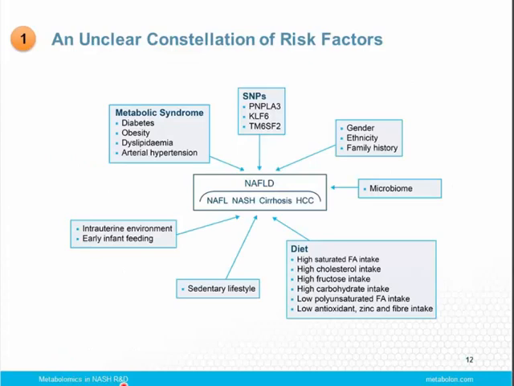The disease of NASH really involves an unclear constellation of risk factors that are both diverse and occur over a long period of time, making the study even more difficult. So you have external inputs such as your diet, your lifestyle, the environment, your intrauterine environment, but you also have internal inputs that you don't necessarily have control of, and these include genetic factors, as well as family history, gender, and ethnicity.